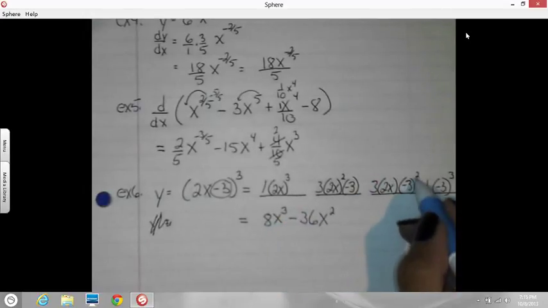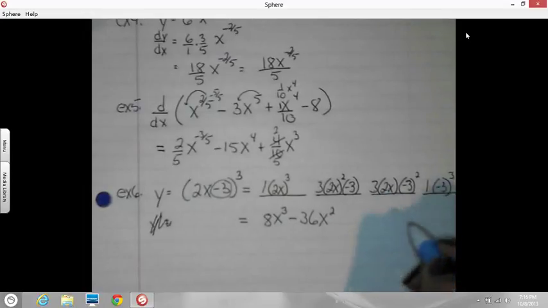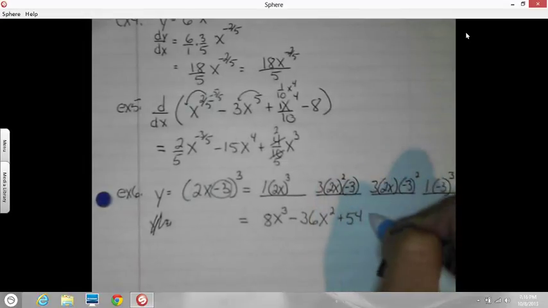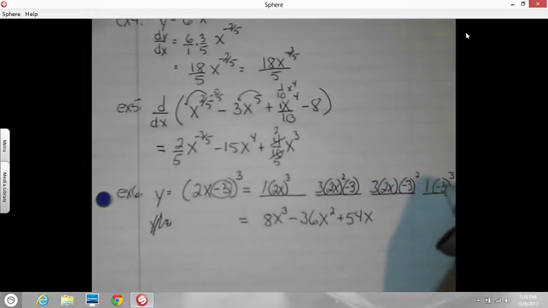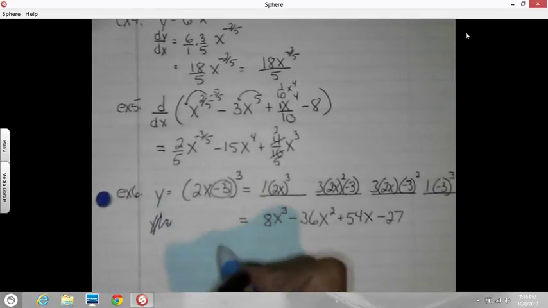Here I'll do the power. That'll be positive 9 times 6. 9 times 6 is positive 54. And there's an x to the first in there. And then here, negative 3 cubed is a negative 27. Now that I know all of the terms for y, now I'm ready for derivative.